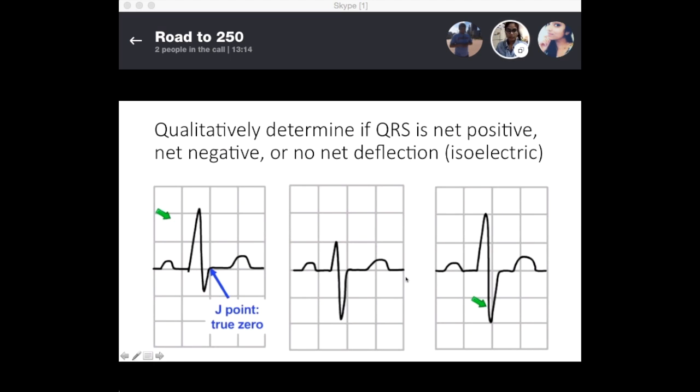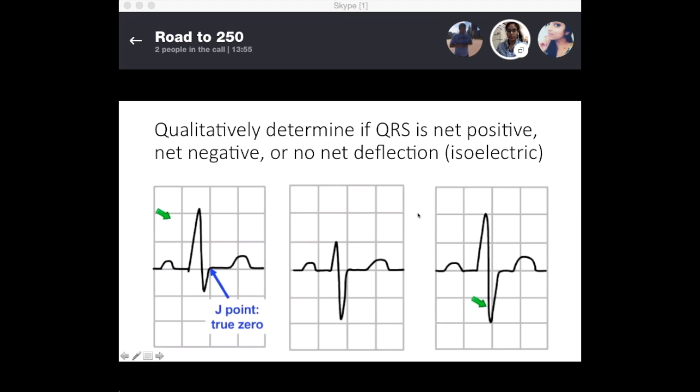Looking at the second picture in the middle, could you tell me whether this would be a positive or a negative deflection? Negative? Exactly. It's a negative deflection because we're at +1 plus -2, so -1 is the net, more down than up. And how about this third box on the right? No net deflection. Exactly. The amount positive is equivalent to the amount negative, so it zeroes out: no net deflection.